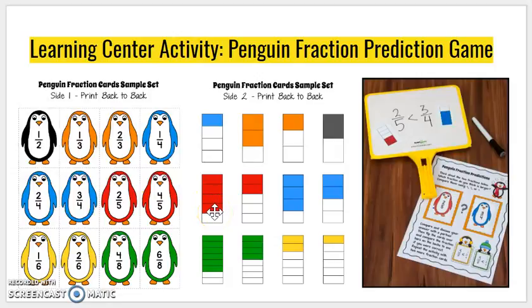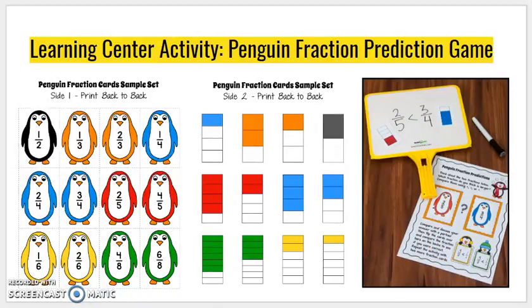And then students will compare. So before looking at the back, they will say, I think 4/5 is greater. And then they turn the card over and look at the pictures on the back to make sure they're correct. And if they're not correct, they can discuss with their partners why. And there's a sample image here of how the game can be played.